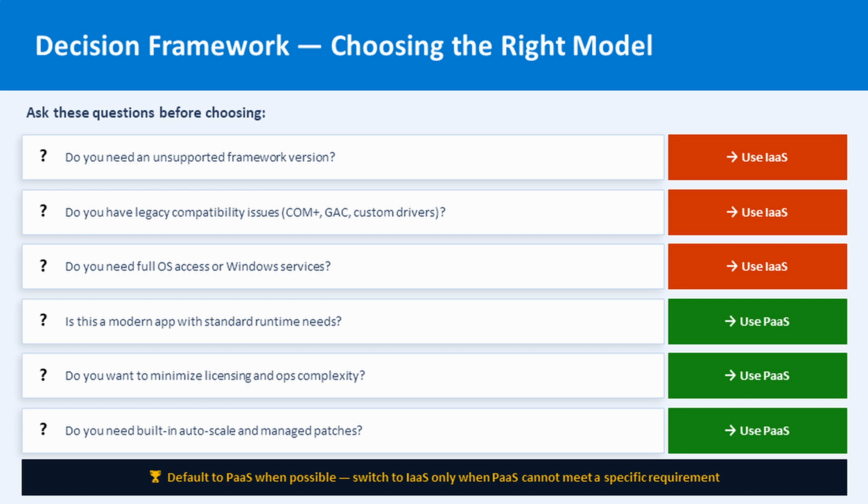If your application uses a modern, standard runtime, recent versions of .NET, Node, Java, Python, PaaS will handle it beautifully. If you want to minimize the licensing complexity and operational overhead we discussed in the scenario, PaaS delivers that. And if you want built-in auto-scaling that responds to traffic spikes and you never want to think about OS patches again, PaaS. The golden rule at the bottom of this slide is worth memorizing. Default to PaaS whenever possible, and switch to IaaS only when you can articulate a specific requirement that PaaS cannot meet. This approach will save your team significant time and your organization significant money.